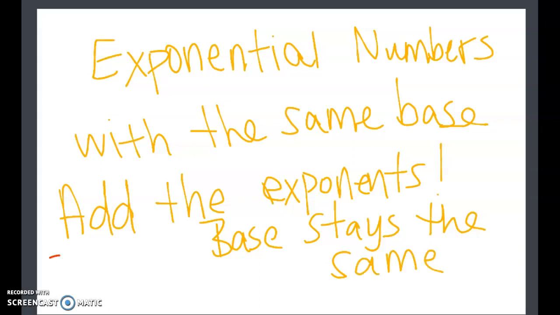So if we have 3 to the 5th power times 3 to the 4th power, you can see that our bases are both 3. So we can just add our exponents and get 3 to the 9th as our final answer. And that is how you multiply exponential numbers with the same base.